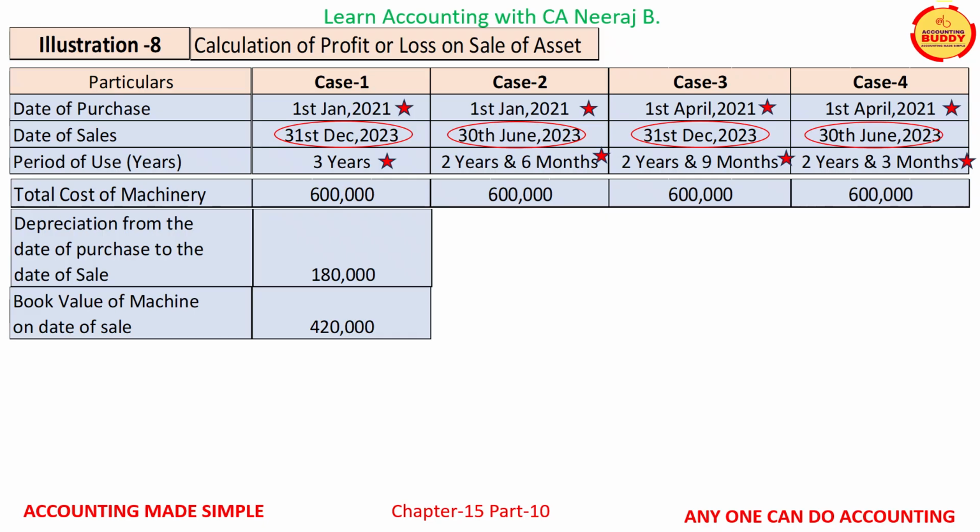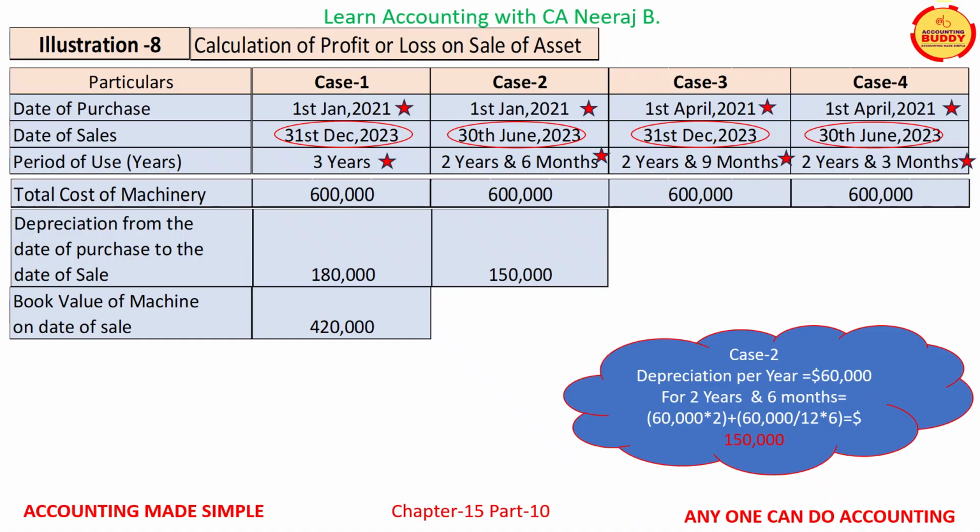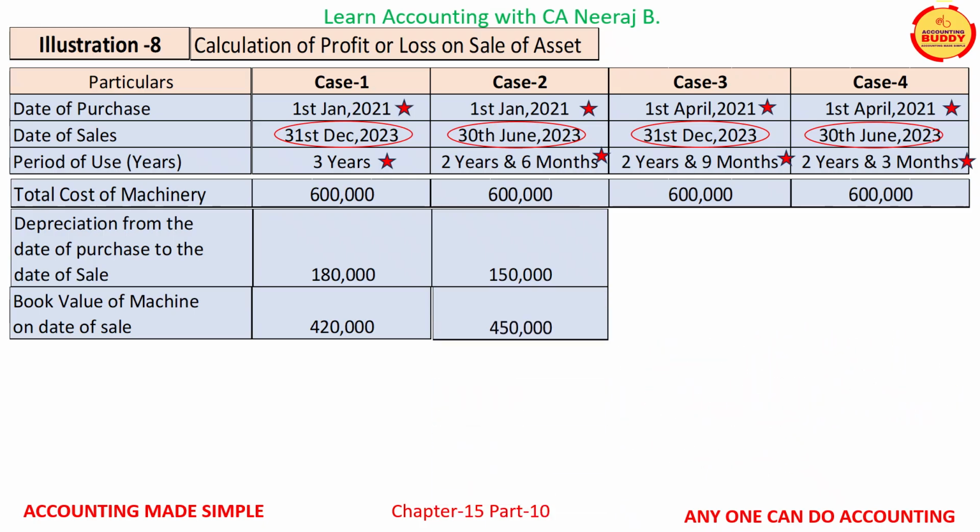In case 2, depreciation is provided for $150,000. Since the machine in case 2 is used for 2 years and 6 months, the depreciation amount of $150,000 is the sum total of 2 years of depreciation, that is $120,000, plus depreciation for 6 months, that is $30,000. In case 2, the book value of the machine on the date of sale is $450,000, which is calculated by deducting the accumulated depreciation of $150,000 from the total original cost of the machine of $600,000.